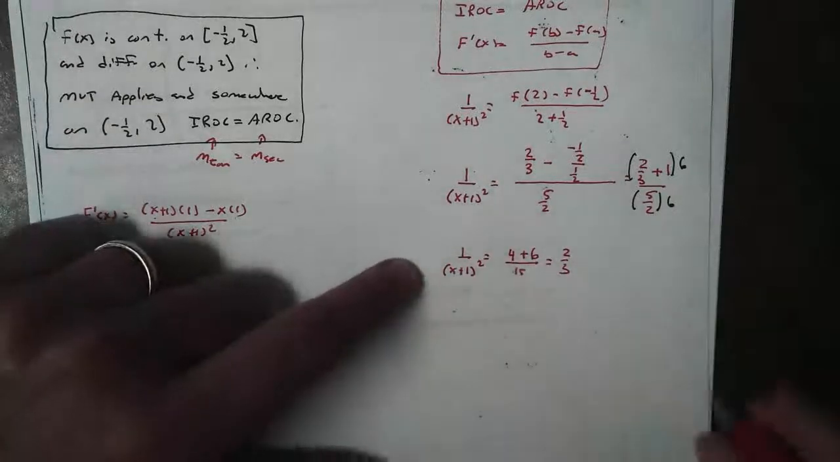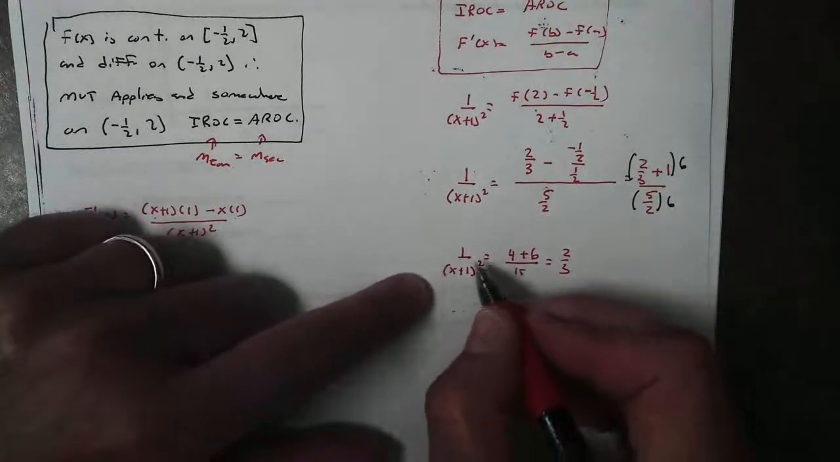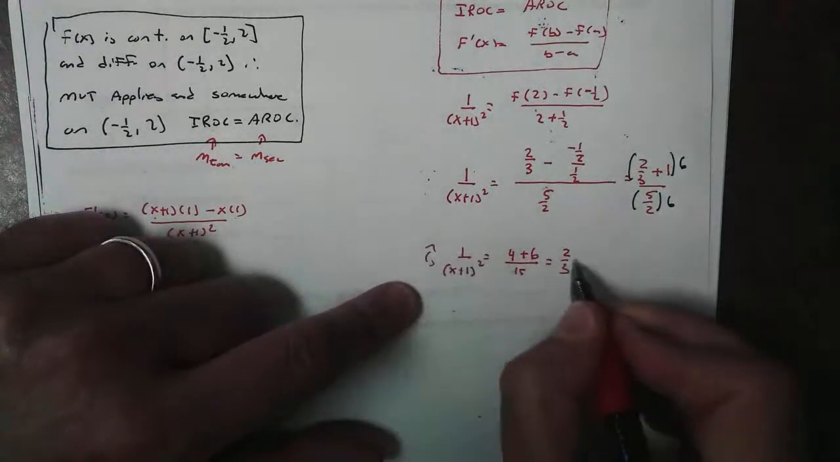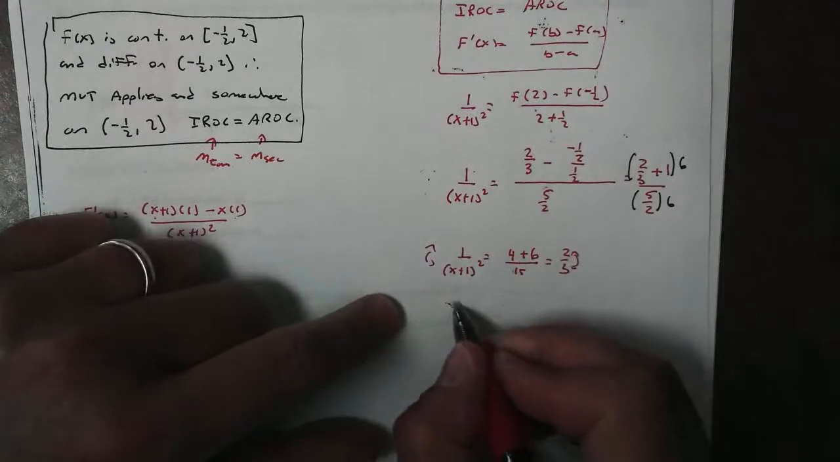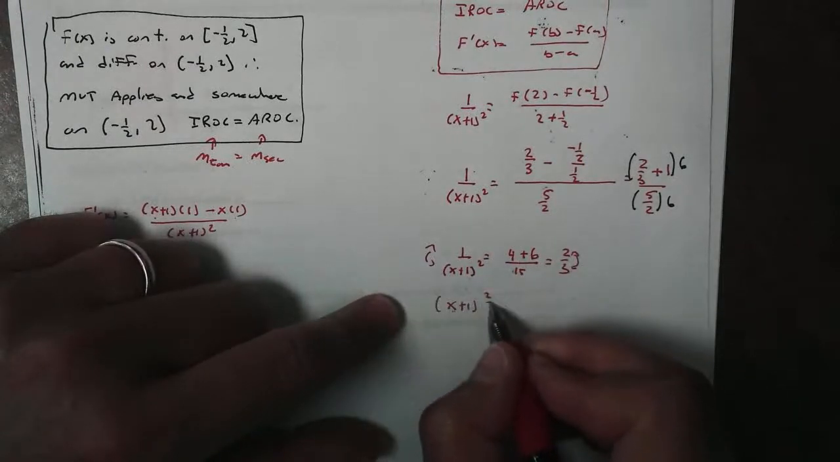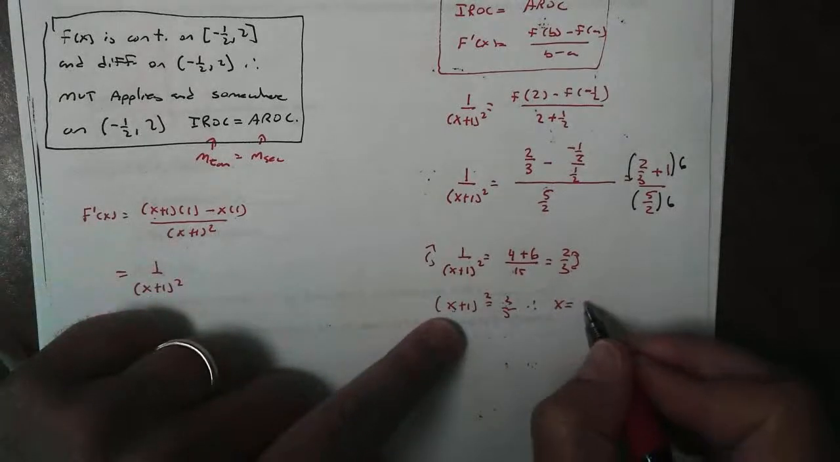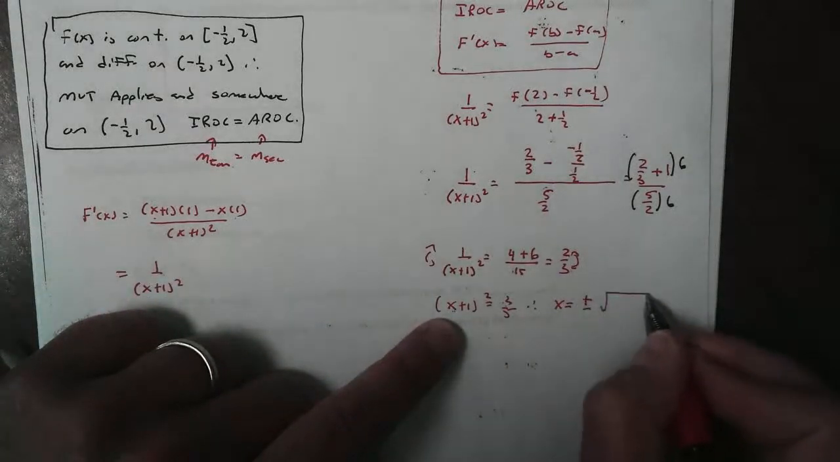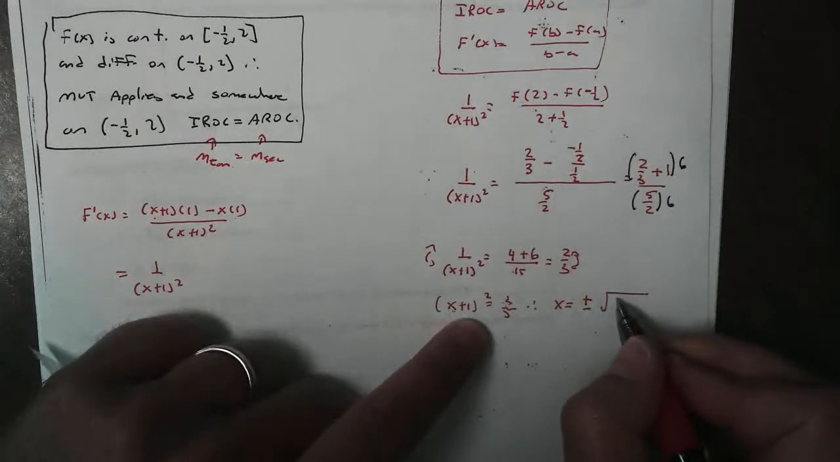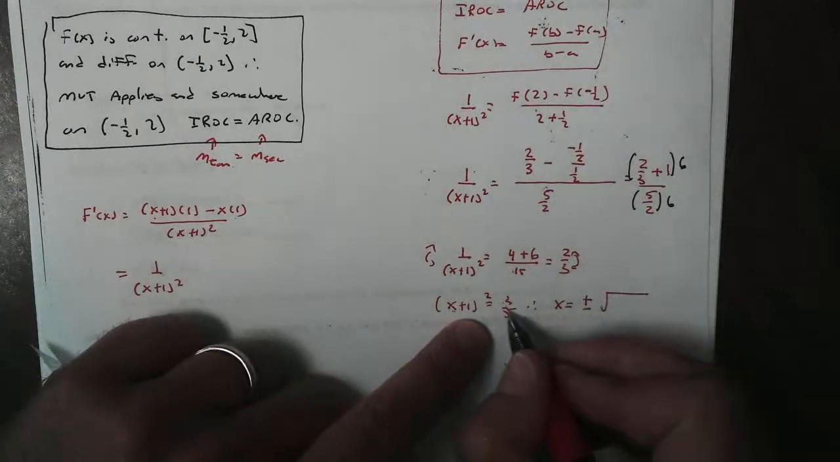And if I want to solve this, there's a couple ways I could solve this, but the cool way to do it is just to flip both of them. If I flip both of them, I'm just saying x plus 1 squared is 3/5. Therefore, I can now solve it. x is equal to plus or minus the square root of 3/5. That should be 3/5. That should be 3/2. There we go.